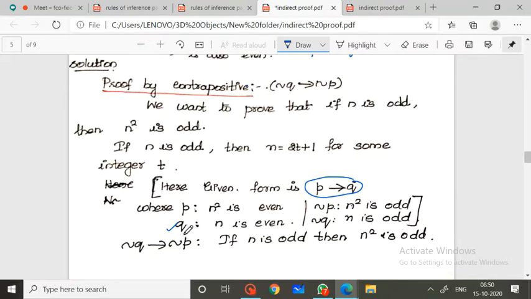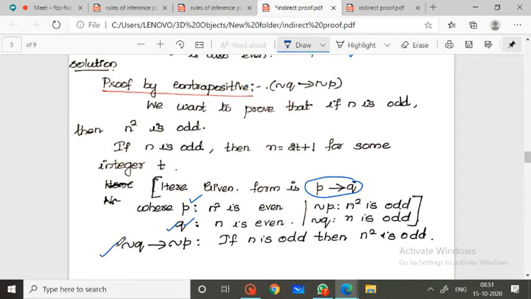So what is the condition? The given question is in the form of a conditional statement. അപ്പോൾ ആദ്യം അസ്യൂം ചെയ്യേണ്ടത് P എന്താണ്, Q എന്താണെന്ന്. എന്നിട്ട് negation P എന്താ, negation Q എന്താ.